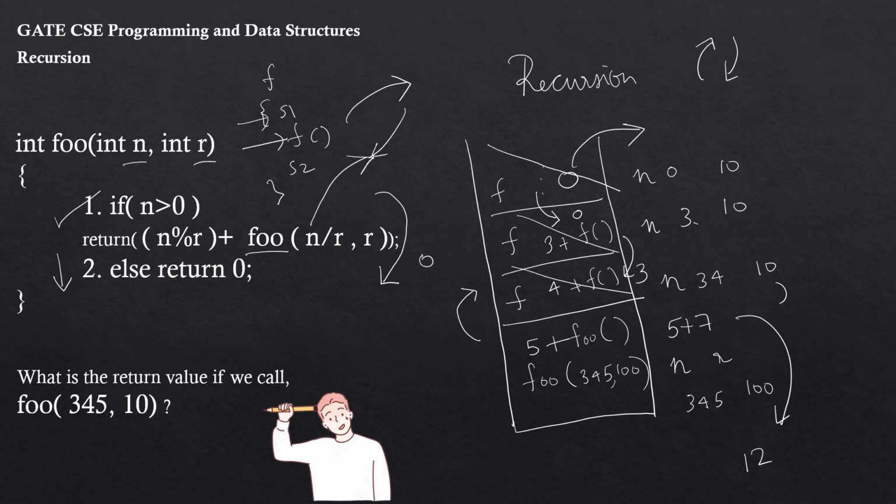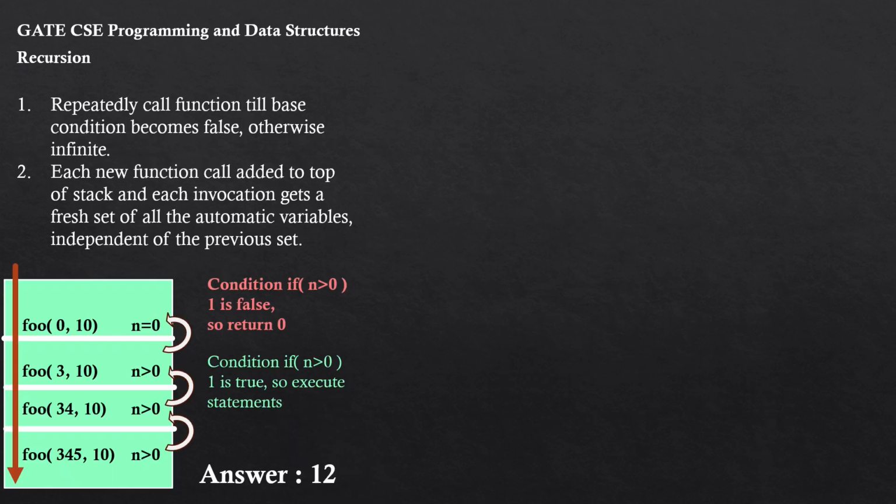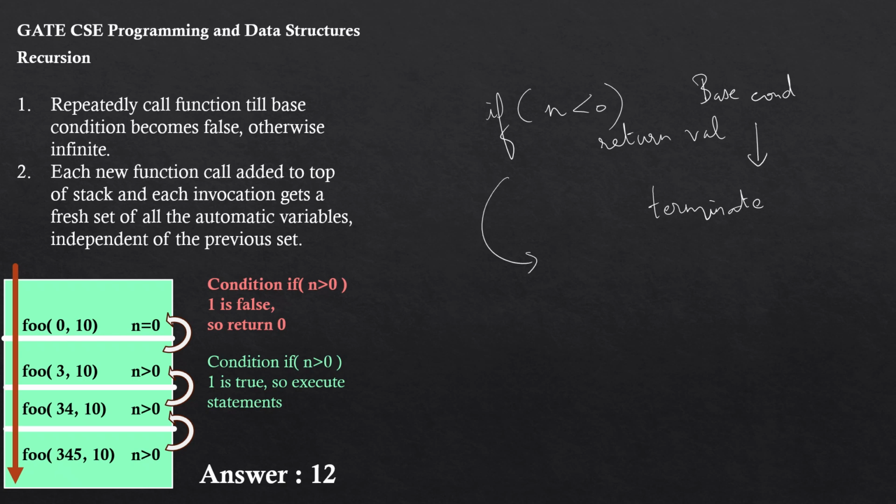Let's overview whatever we learned today. What is recursion? You're repeatedly calling the function till the base condition becomes false. Otherwise, it goes into an infinite loop. Remember we were talking about the base condition, for example, if n is less than 0, return a value. This is what we call a base condition. It tells the recursion when to terminate. If this is not there, it will lead to an infinite loop.